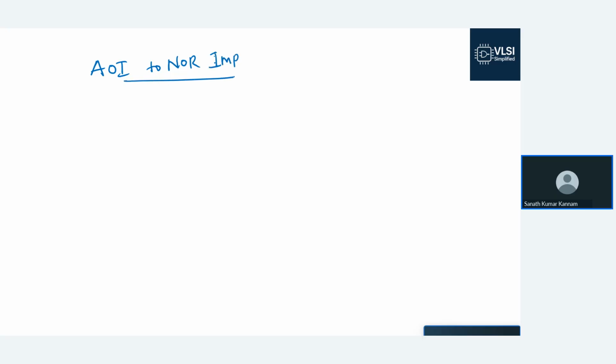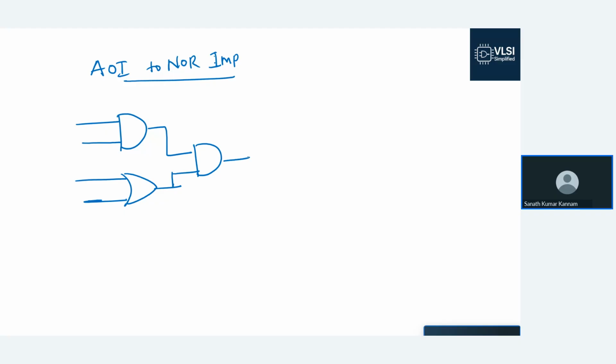NOR implementation. So how to implement? This logic diagram is given. This you implement by using only NOR gates. This is the AND gate, and the input is given to one OR gate, and this is output, with inputs A, B, C, D. So you can implement this one with only NOR gates, and last you verify this.